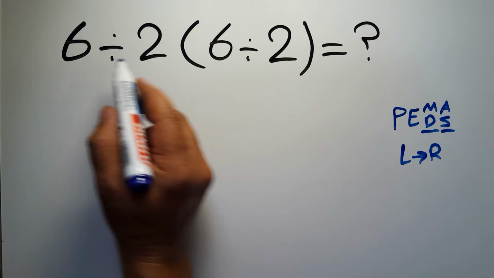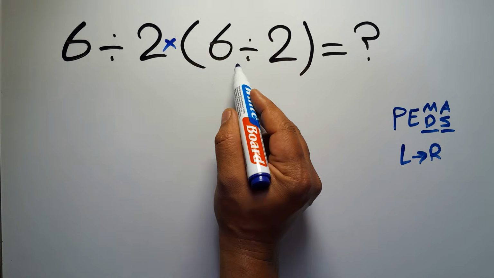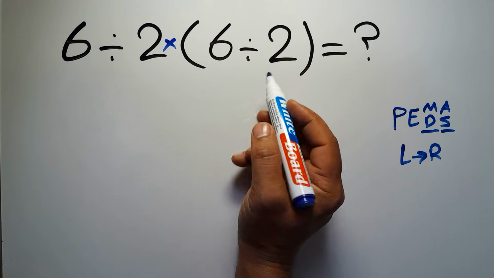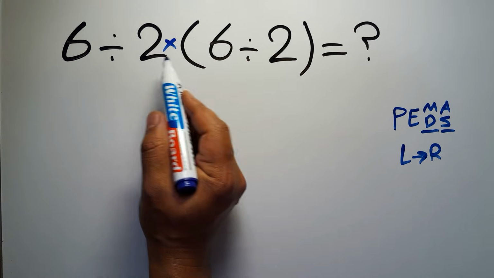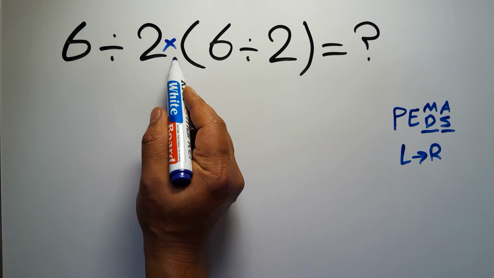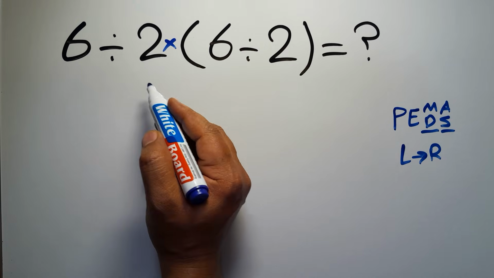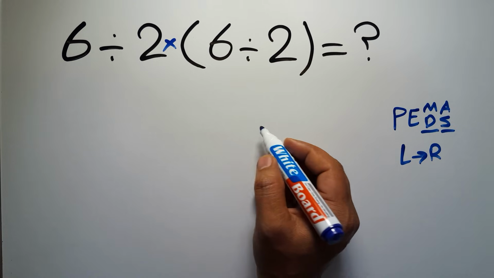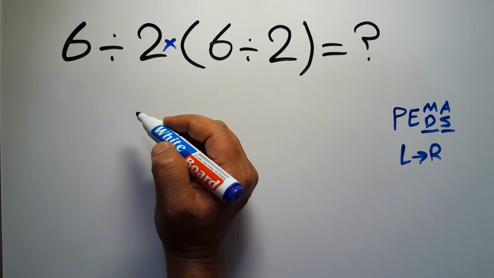In this expression, we have one division, one multiplication, and one parenthesis. Inside this parenthesis, we have one division. Here we have a multiplication because in mathematics when a number is placed next to parentheses it means multiplication, and we usually don't write the multiplication sign for brevity. Okay, so according to the PEMDAS, first we have to do this parentheses, then this division, and finally this multiplication.